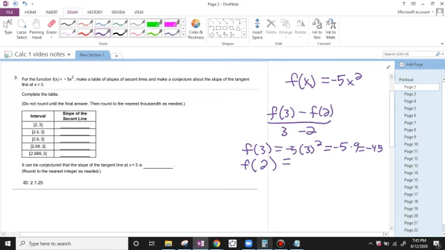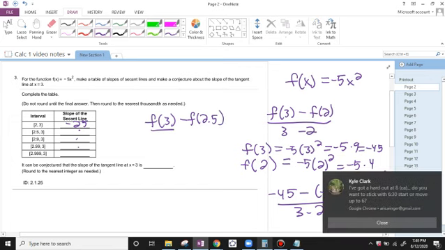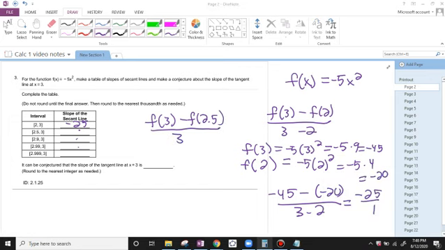F of 2 is negative 5 times 2 squared, which is negative 5 times 4, which is negative 20. And then you would do negative 45 minus negative 20. Watch the signs there. All over 3 minus 2, which is equal to negative 25 over 1. So negative 25 would go here. And then you would do the same thing for these, right? So the next one you would do f of 3 minus f of 2.5 all over 3 minus 2.5.